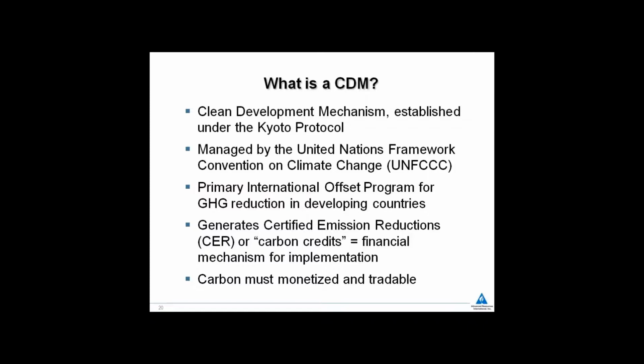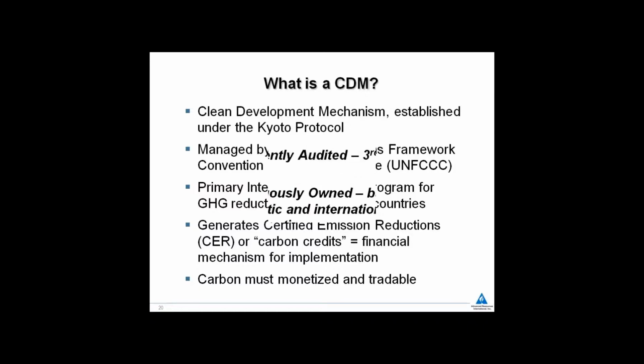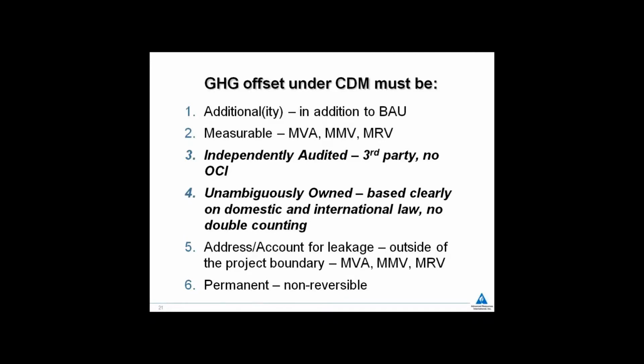ISO standard is important. A clean development mechanism was established under the Kyoto Protocol and is managed by the UNFCCC. It primarily acts as the offset program for GHG reductions, and it does so primarily in developing countries. If you complete a project, in this case a CCS project, under a clean development mechanism, you generate a carbon credit or a certified emission reduction, a CER. And that CER is the financial mechanism that allows financing, that allows the carbon to be monetized and tradable to influence and afford developing nations the opportunity to move forward with GHG mitigation through CCS.